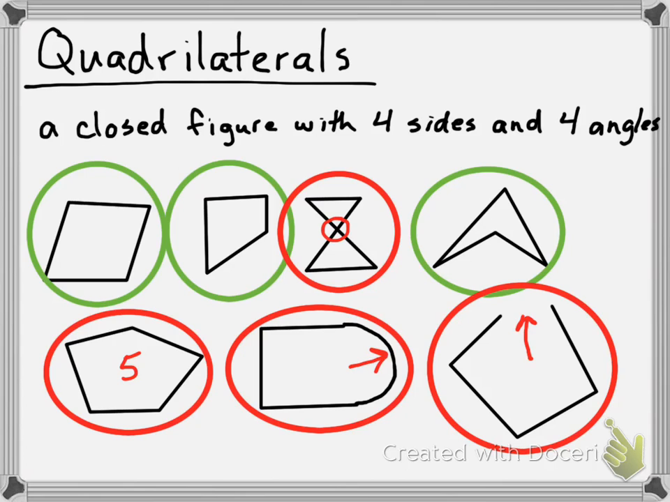So looking through here, 4 sides, 4 angles. Okay, these are a few things that make something not a quadrilateral. If any of the lines cross, not a quadrilateral. If it doesn't have 4 sides, it's not a quadrilateral. If there's any curved sides, not a quadrilateral. Or if 2 of the sides don't touch, so if there's a gap, it's not a quadrilateral.